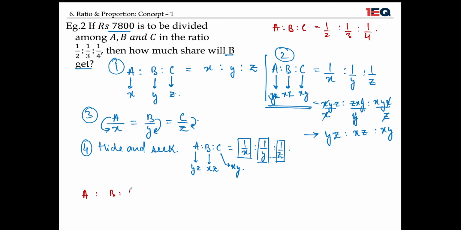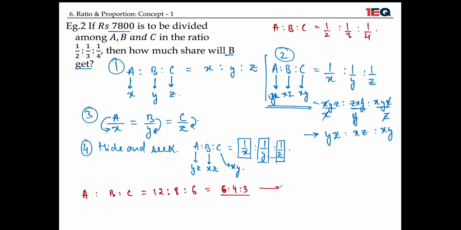Hiding 1 by 2 and multiplying 3 by 4, which is equal to 12. Similarly, hiding 1 by 3 and multiplying 4 and 2, which is 8. Hiding 1 by 4 and multiplying 3 into 2 is 6. So 2 6s are 12, 2 4s are 8, and 2 3s are 6. So 6 is to 4 is to 3 is the ratio between A, B, and C.